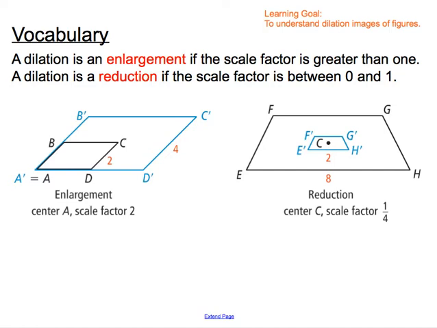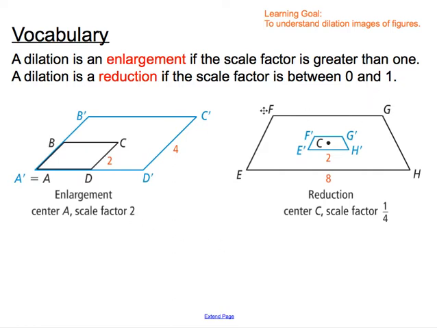So you can see here on the left we have an enlargement. The center is at A. That's easy to tell because that's the only point that remained the same. And it's an enlargement because you can see this original distance from D to C was 2, and the distance in the image from D prime to C prime is 4. So we're going from 2 to 4, and that is a multiplication of 2, so the scale factor is 2.